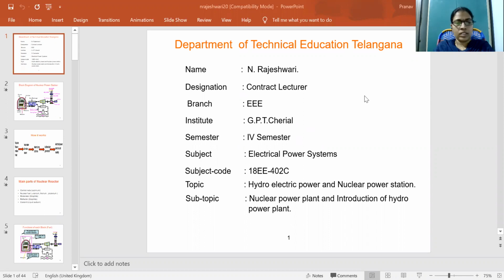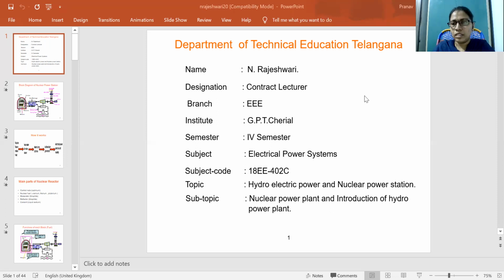And today's topic is the nuclear power plant, and also an introduction to the hydro power plant, the hydroelectric power station, and nuclear power stations. In the last classes, I discussed what nuclear energy is, what materials are used for nuclear power plants, and the reactions of nuclear energy which are used in nuclear power plants.